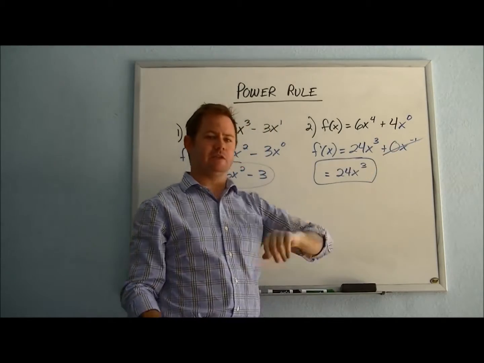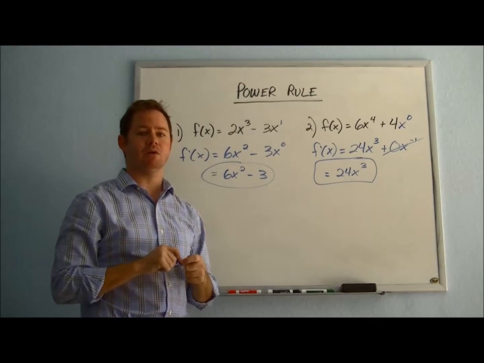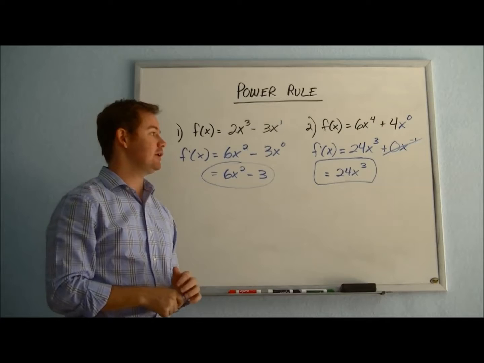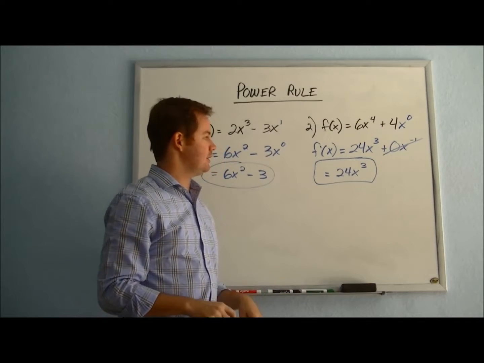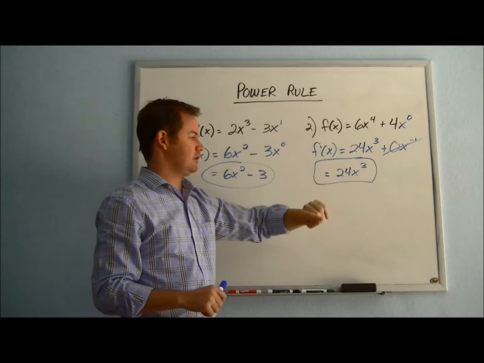Anytime you have a constant, anytime you have just a number by itself, when you go to take the derivative using power rule, the derivative of that number will be 0, and therefore what you end up with for question 2 is just 24x to the third.